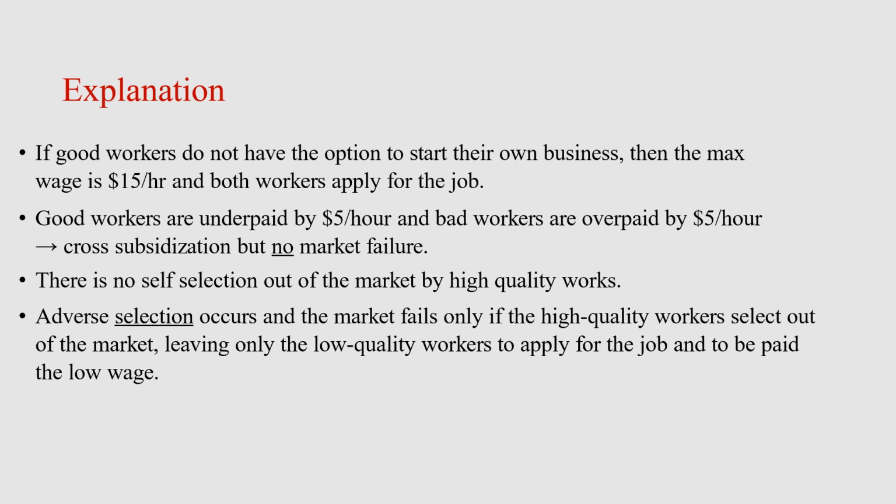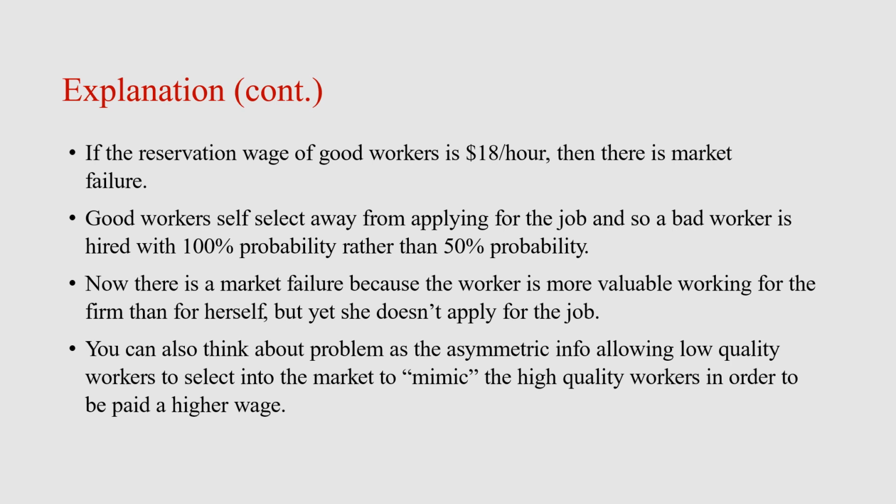Adverse selection occurs and the market fails only if the high-quality workers select out of the market, leaving only the low-quality workers to apply for the job and to be paid the low wage. If the reservation wage of good workers is $18 an hour, as I discussed above, then there's a market failure. Good workers self-select away from applying for the job, and so a bad worker is hired with 100% probability rather than the 50% probability. That's if you're paying $15 an hour.